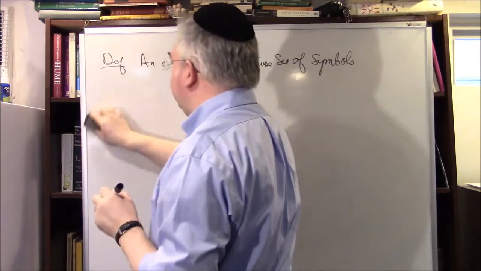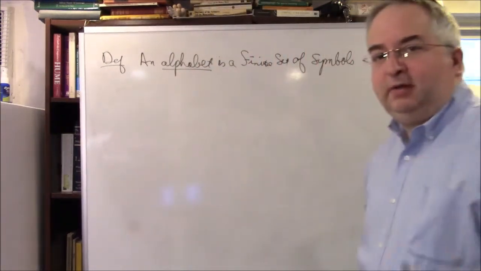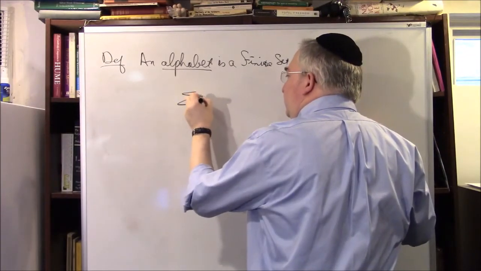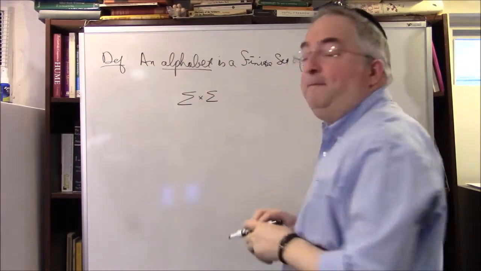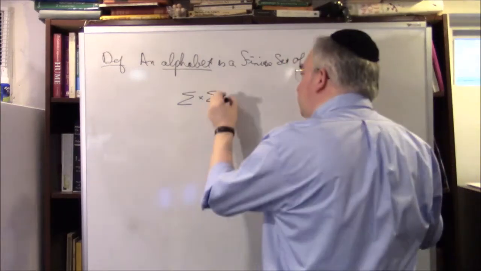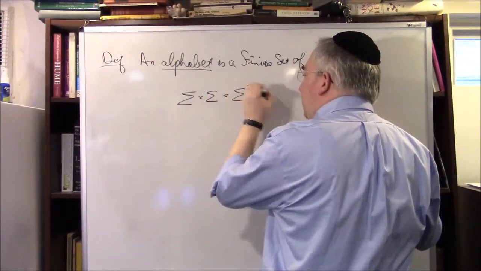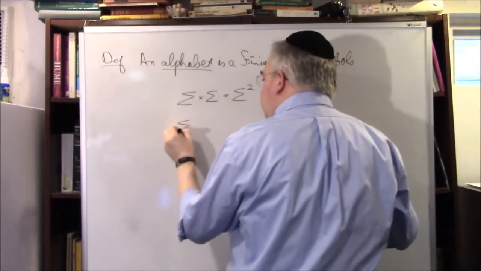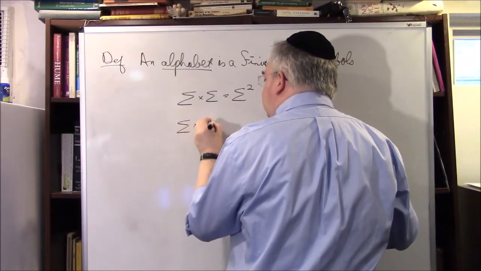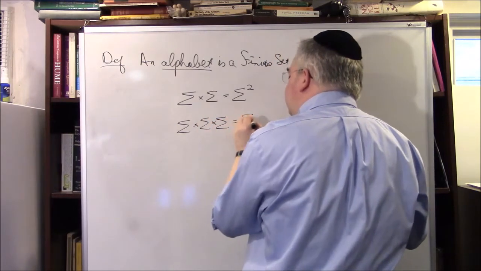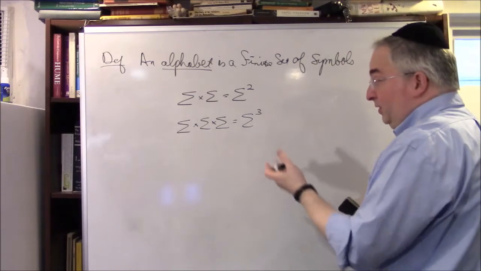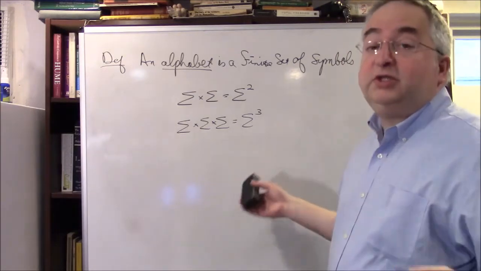Now, before we talk about that, let's talk about this. If this is an alphabet, then this is pairs of letters. We sometimes write that as sigma squared. And if this is an alphabet, then we can talk about triplets of letters. Those are triplets of letters. Those are sequences of letters.